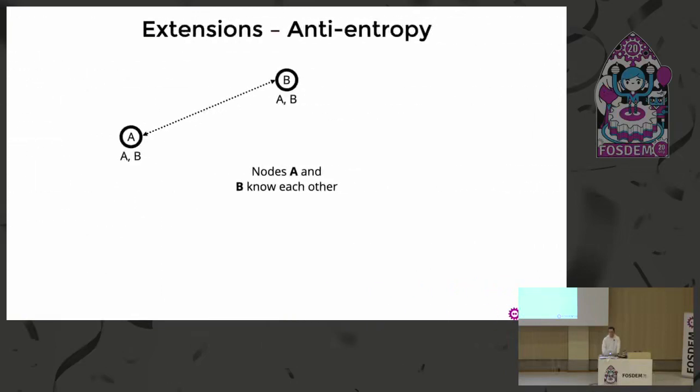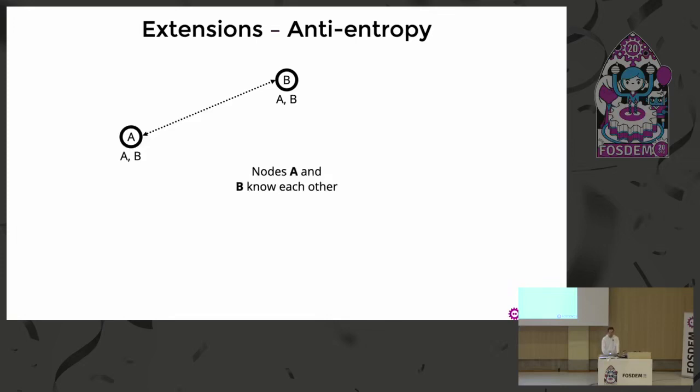And now 2 extensions of SWIM, which appear to be really useful, without which SWIM was just impossible to use in production. First extension is anti-entropy, and for each extension I will show a problem which classical SWIM doesn't solve, and the extension will be a solution.